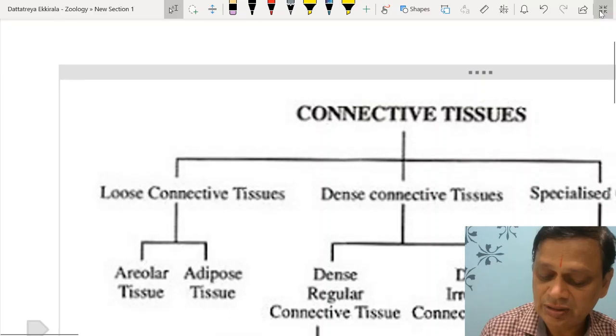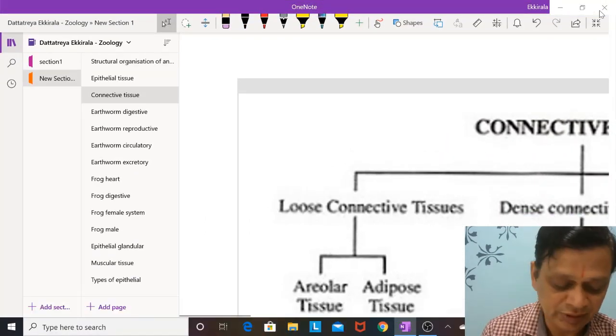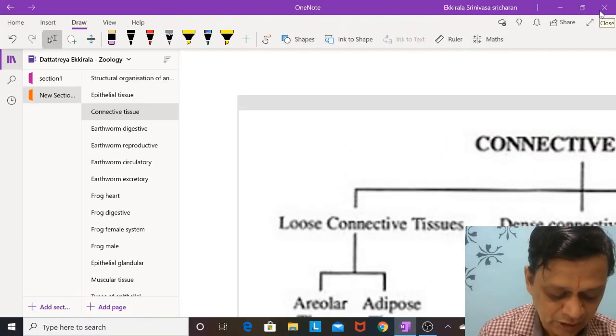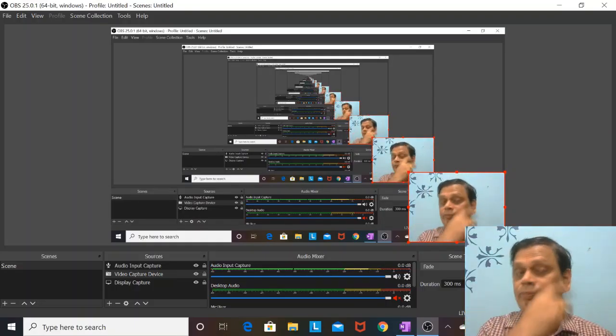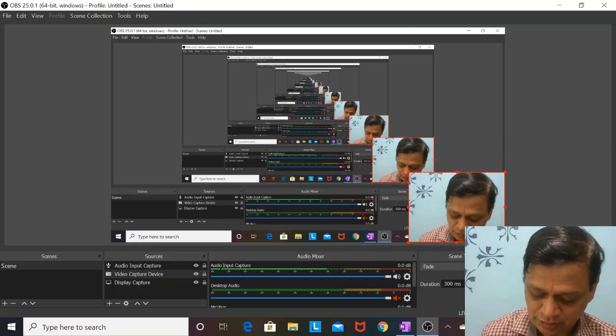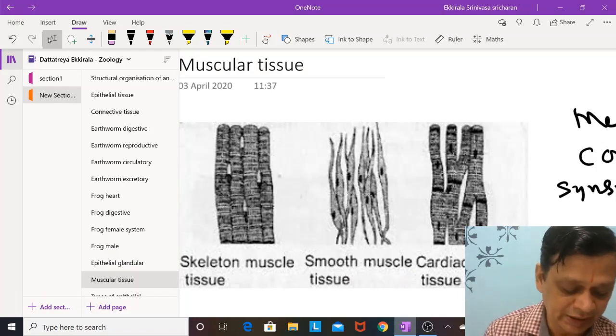So these are the various types of connective tissues. Now, coming to earthworm, we'll make a brief study of earthworm.